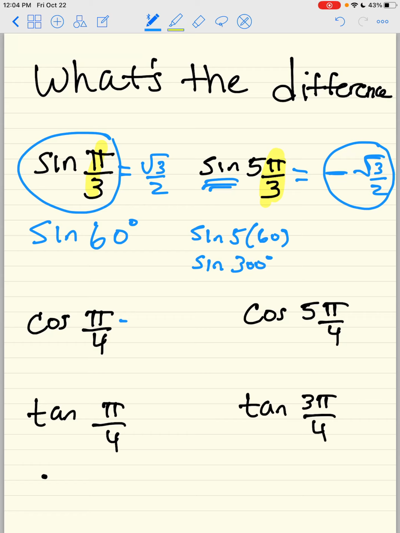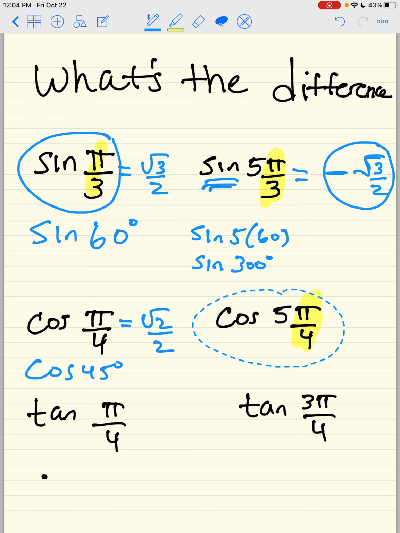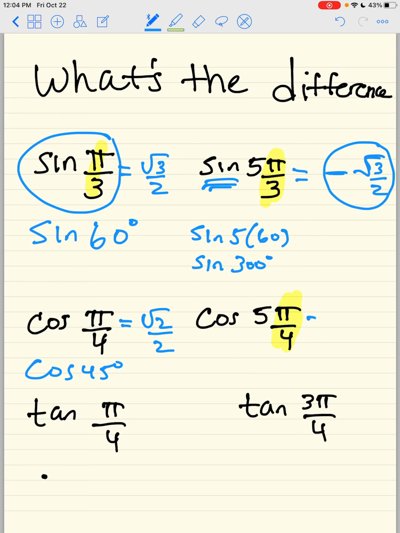Cosine pi over 4 is 45 degrees. So cosine of 45 degrees. That's going to be radical 2 over 2. If you take a look at this reference angle, it's going to be the same exact thing. So what does that mean? That means that this answer will be exactly the same, except I have to make a decision based on the quadrant if it's positive or negative. So because 5 times 45 degrees is going to be 225, it puts us in the third quadrant. The only one that's positive in the third quadrant is tangent. Because this is cosine, my answer is negative.